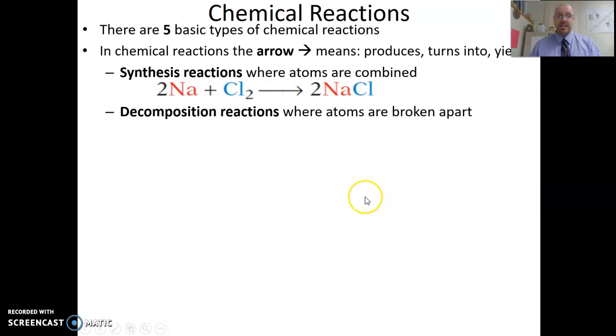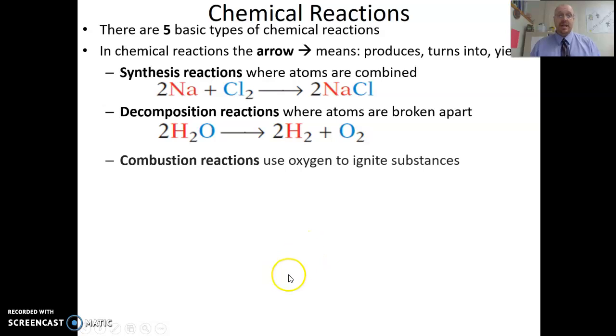The next type of basic chemical reaction is a decomposition. This happens when atoms are broken apart. For instance, if we take water and break it into hydrogen gas and oxygen gas, that is decomposition because you can see the atoms coming apart and the compound breaks into atoms, okay? The opposite of synthesis.